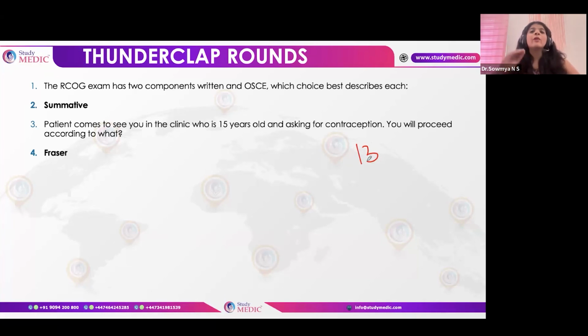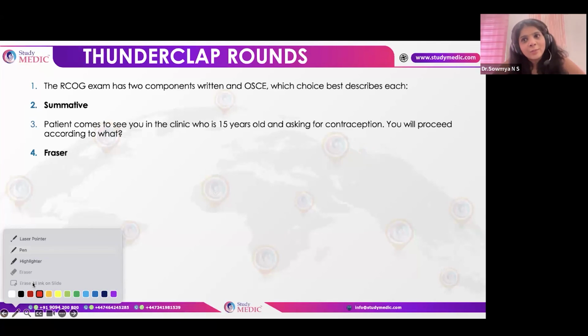Second thing, you always encourage her to inform the parents. We know that these young children will still go ahead with or without contraception, which can have bad effects on future reproductive potential. Okay, remember Fraser for contraception, Gillick competency is for consent.